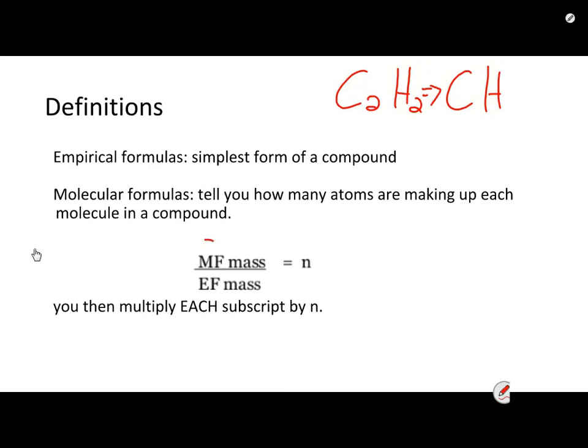So make sure you write down this formula. Molecular mass divided by empirical formula mass equals N. And N is what you multiply each subscript by when you're trying to convert from empirical formula to molecular formula. Because empirical formulas are the simplified version, there are times you'll need to know the molecular formula. So you'll need to be able to find N to figure out what your molecular formula is.